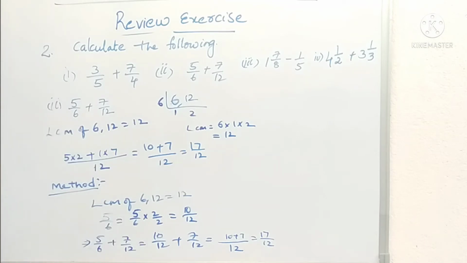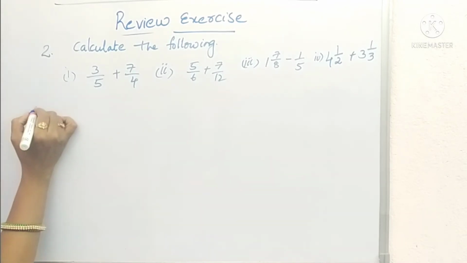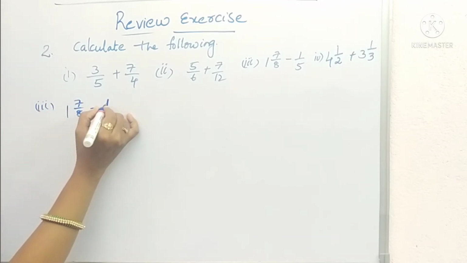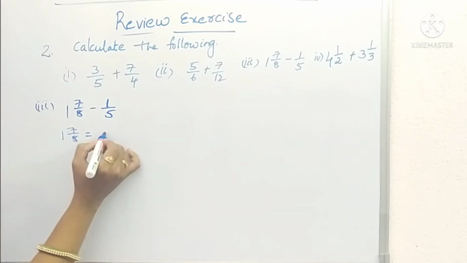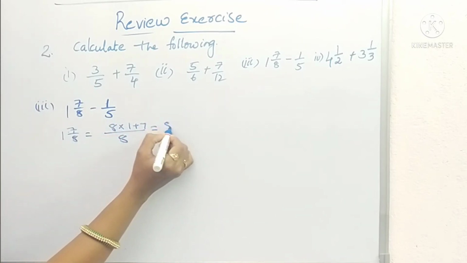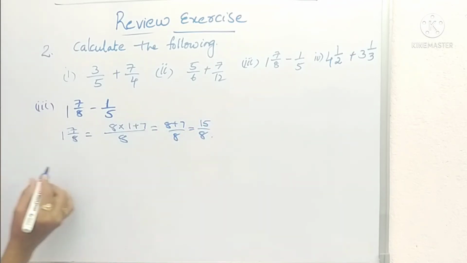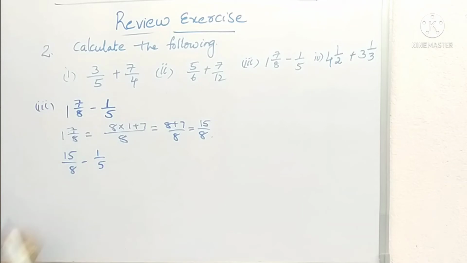In our next problem, subtraction is given, right? In the third problem a mixed fraction is there. Whenever a mixed fraction comes, first of all we have to convert it into a fraction. Now take 1 7 by 8. The denominator is the same, so 8 into 1 plus 7, 8 plus 7 by 8, that is 15 by 8. So now this 1 7 by 8 became 15 by 8 minus 1 by 5.